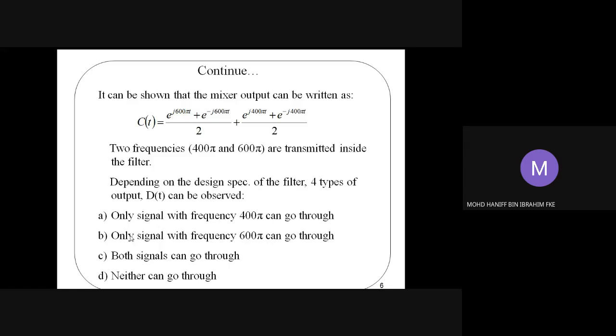The third option is that both frequencies, 400π and 600π, can pass through the filter. And the fourth option is that neither of them, neither 400π nor 600π, can pass through the filter. So these are the possible values of the output of D(t), depending on how we design the filters.